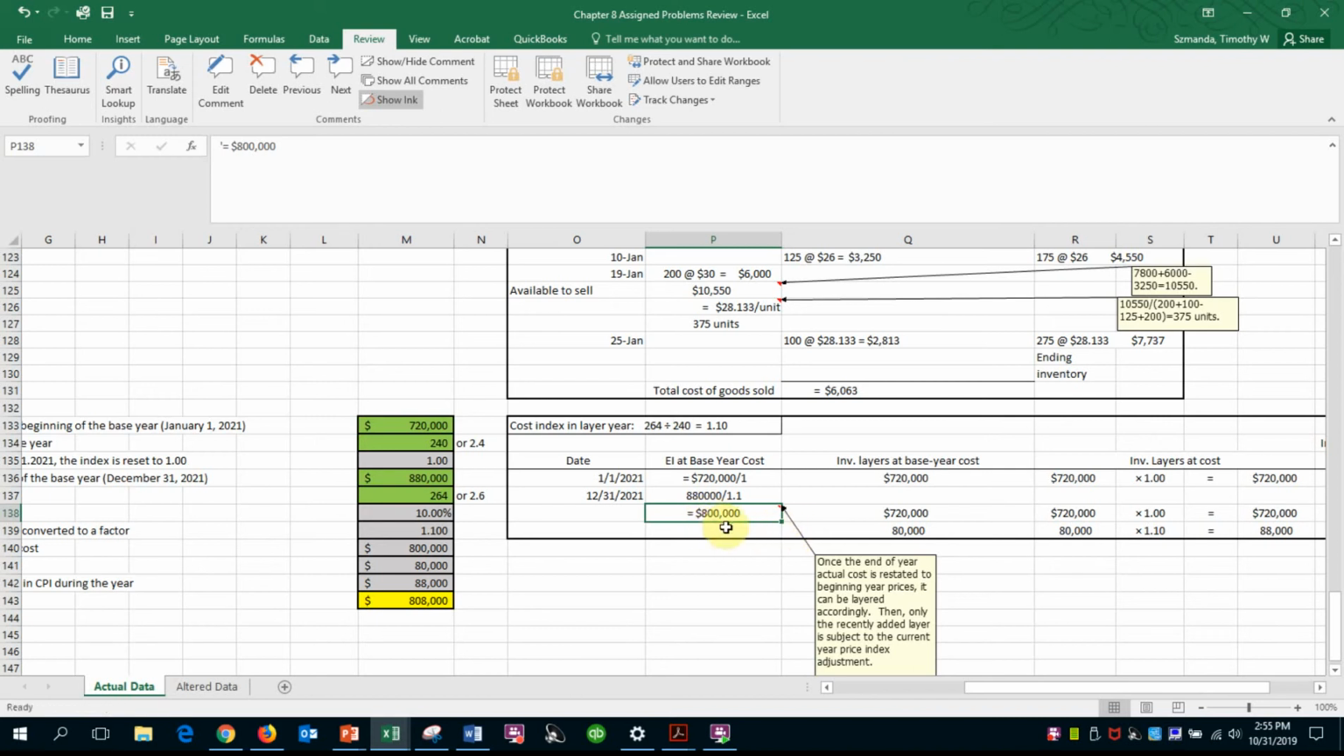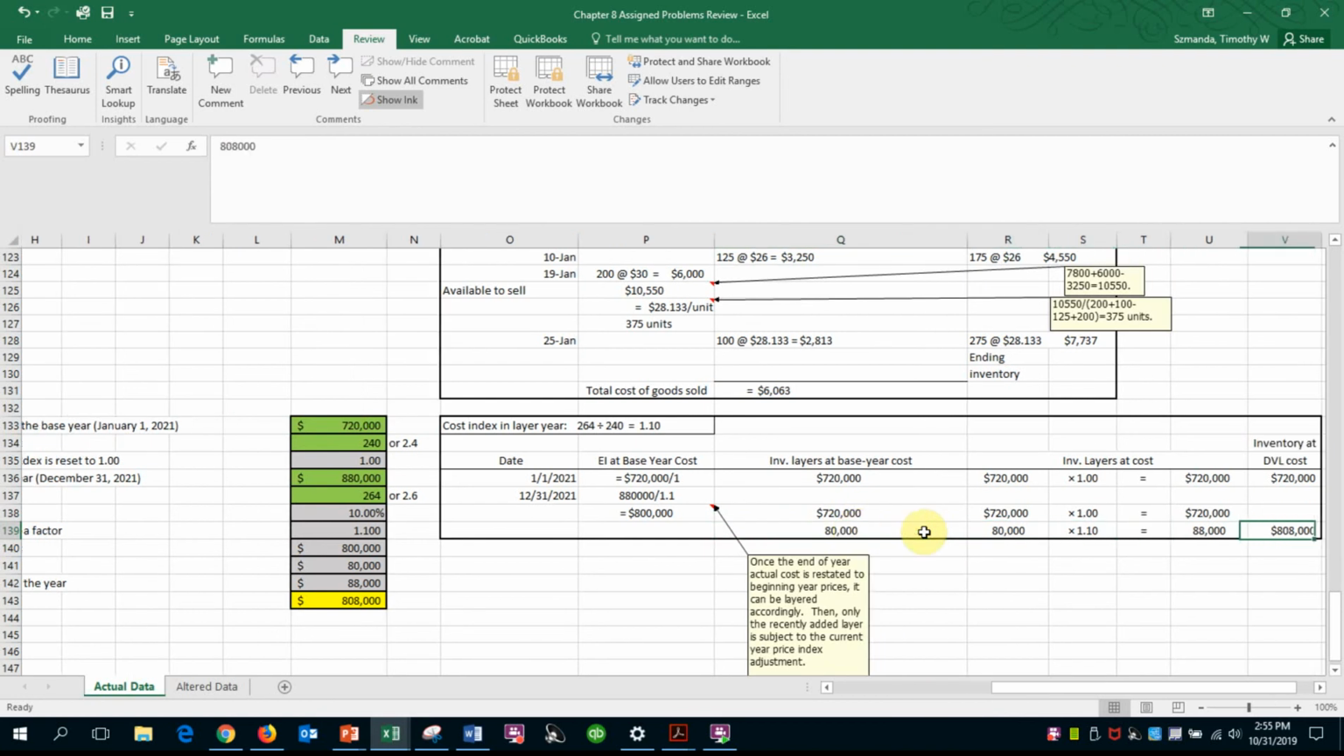Well, if we have a total then at base year value of $800,000, then we need to bifurcate it or separate out the layers. Well, we know we have the first layer at 720,000 because we calculated that earlier. Now we're going to compare that 720 to our 800,000, which is the end of year value deflated back to the beginning of the year, and we see a net increase of $80,000. 720 plus 80 is the 800. So now we've got the two layers at the end of the year.